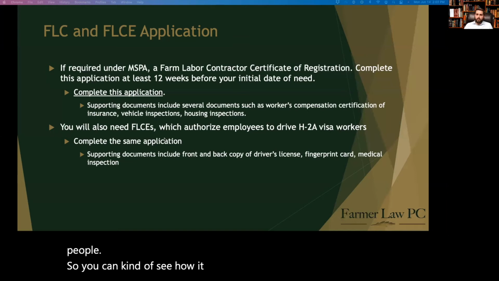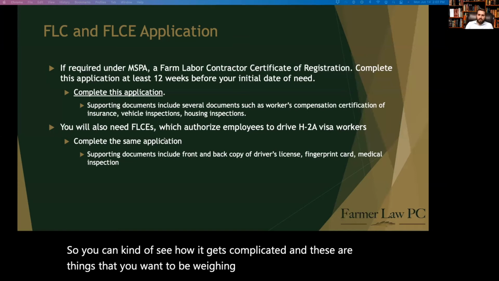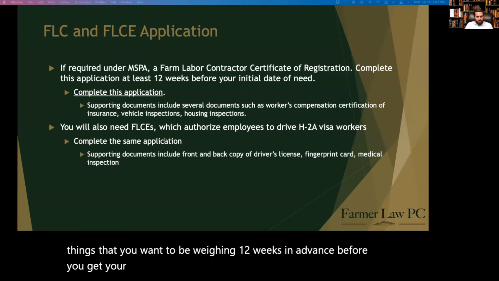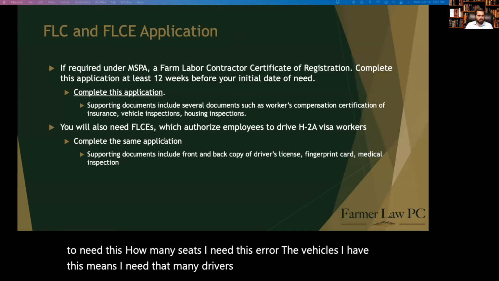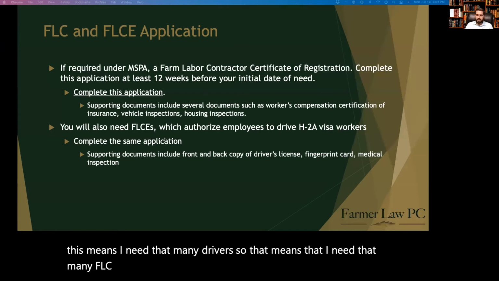And these are things that you want to be weighing 12 weeks in advance before you get your workers. So, okay, how many guys do I think I'm going to need? This is how many seats I need. These are the vehicles I have. This means I need that many drivers. So this means that I need that many FLCE applications. So it gets pretty complicated. If you have questions on that, feel free to ask them.